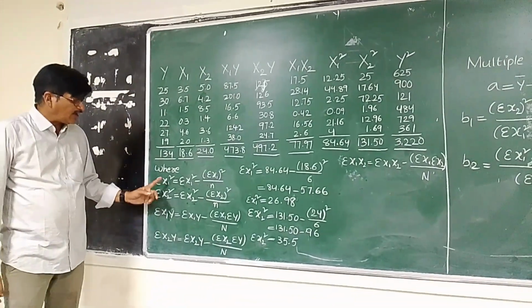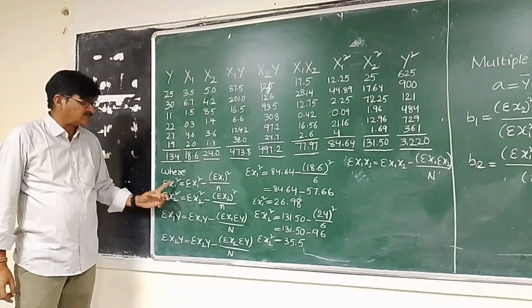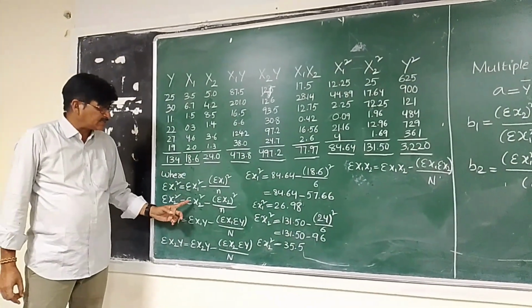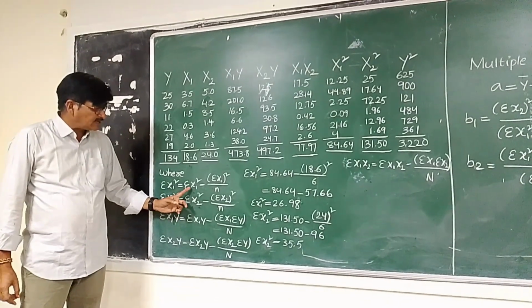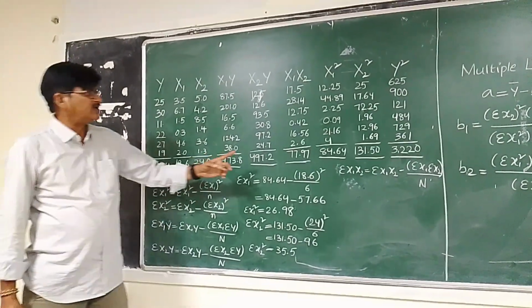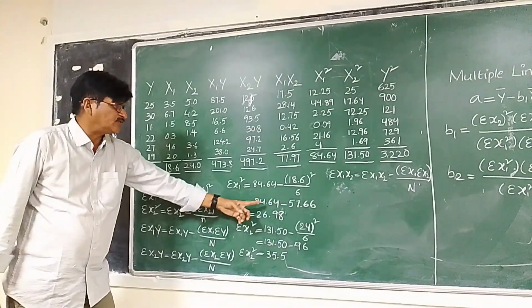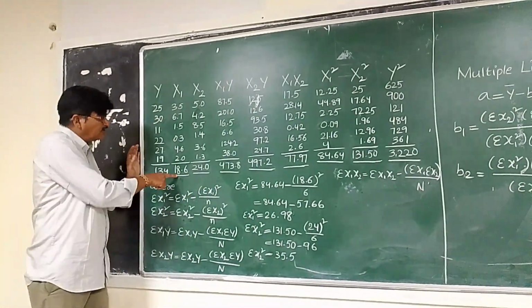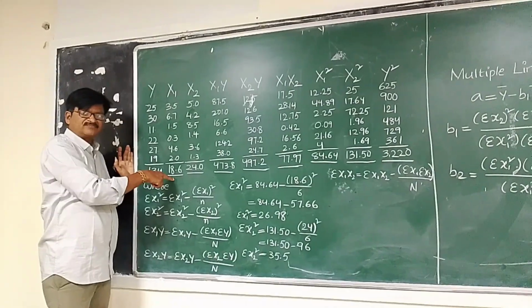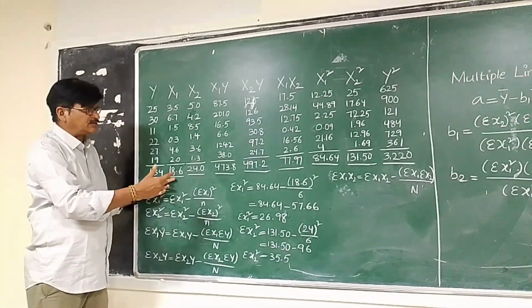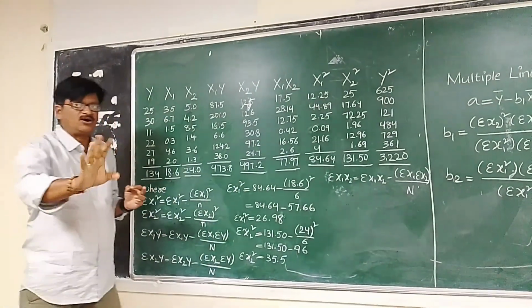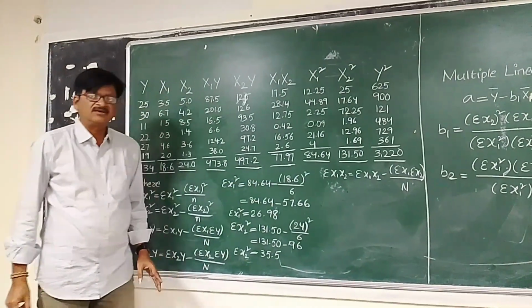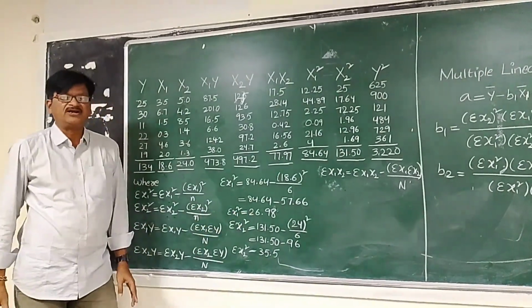As I said, we have to calculate sigma x1 square separately, which is called the variance. How to calculate sigma x1 square? It is 84.64 minus sigma x1 whole square, where sigma x1 means the total. Sometimes you will wrongly take this whole square. It's not. It's 18.6 whole square divided by 6. Means you are going to get 26.9.